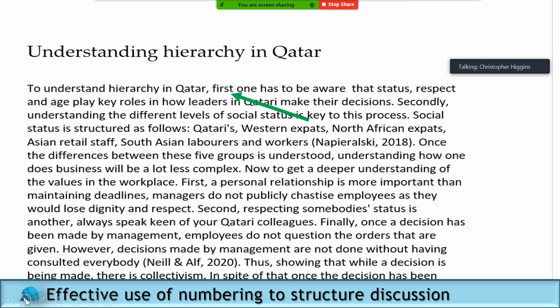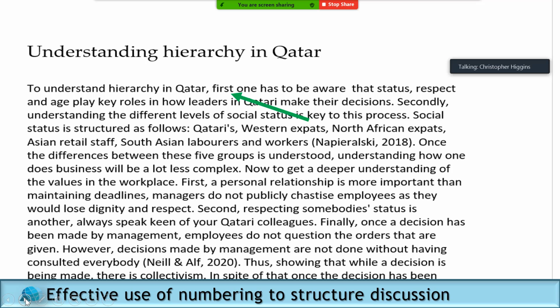To understand hierarchy in Qatar, first, one has to be aware that status, respect, and age play key roles in how leaders in Qatar make their decisions. Secondly, understanding the different levels of social status is key to this process. Then what's good? They explain it in more detail. Social status is structured as follows. Okay, and they then go on to clarify what the hierarchy is. So literally, the hierarchy, depending on which group you belong to. Once the differences between these 5 groups is understood, understanding how one does business will be a lot less complex.